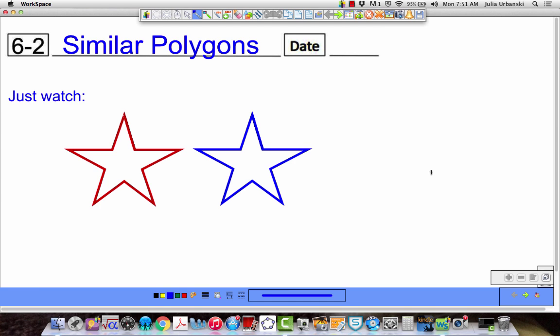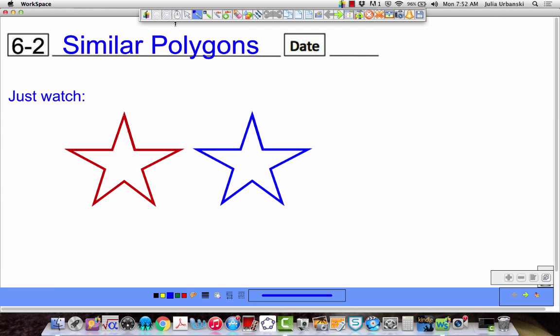All right, similar polygons. What do we say about similar again? Same but different in size. That's right. Congruent means exactly the same. These two stars are congruent. But similar means they have the same shape, but their size changes.